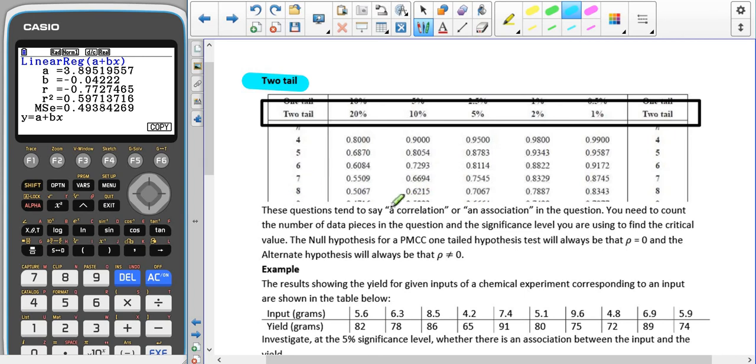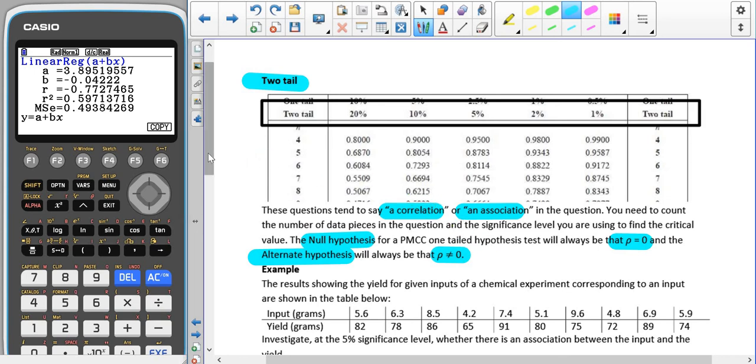There are two words that they tend to ask, say that we're looking for a correlation or an association in the question. And again, we need to count the number of pieces of data. Our null hypothesis, our H0, is still going to be rho equals 0, but this time our alternate hypothesis is just going to be rho is not equal to 0. And that's shown by this equal sign with the line through it.